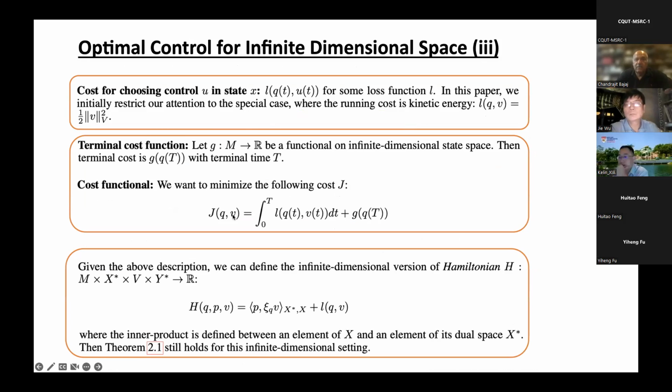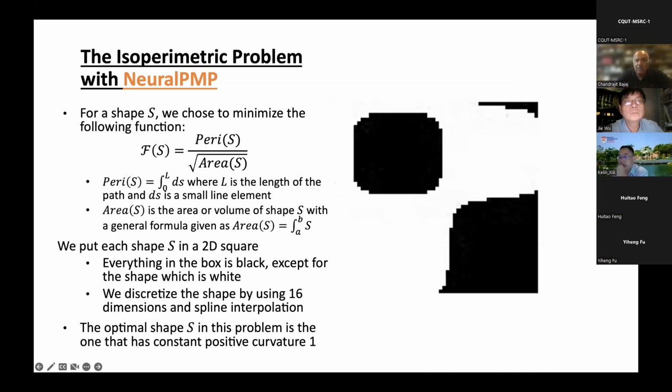The cost for controlling is following the same formulation, and the Hamiltonian is a little bit more complicated. It's based on this differential of the vector field map, where it's the inner product, and then, of course, the cost functional. So embedding this into Hamiltonian dynamics allows us to extend this to infinite dimensional control spaces. And so for our isoperimetric problem, we took this as an example.